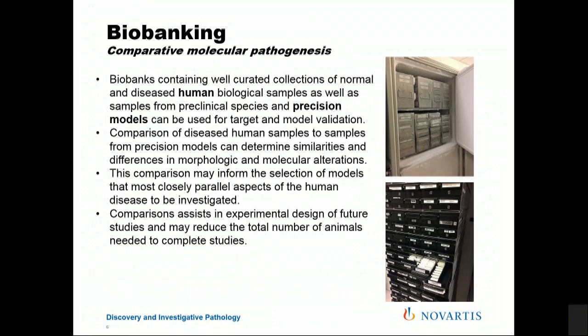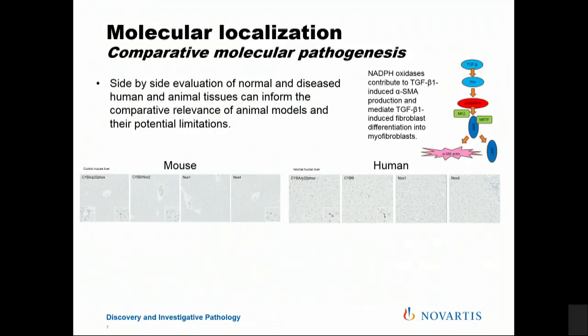This assists in experimental design and also in the end can reduce the total number of animals needed to complete the experiment. So by using archived animal model tissue plus the diseased human tissue, one can assess whether the model is going to actually adequately address the questions that one is interested in. And this is an example of such comparisons.